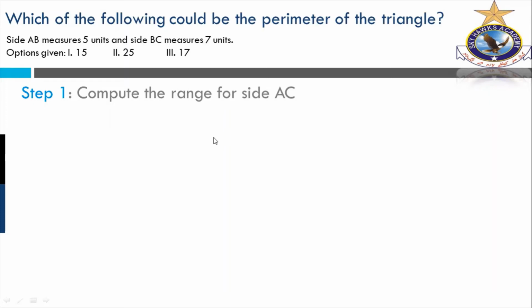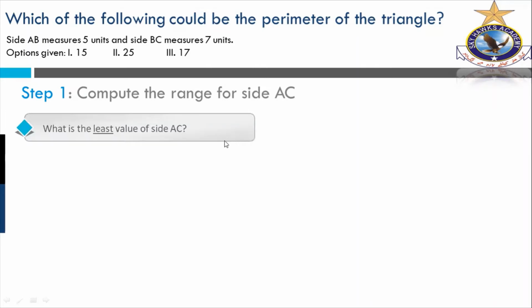For the range, it's a basic rule that the minimum and the maximum will define our range. So let's see how we'll do this. The next step is, what is the least value of side AC?